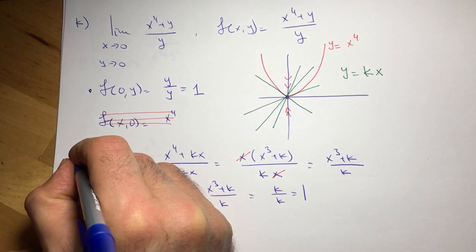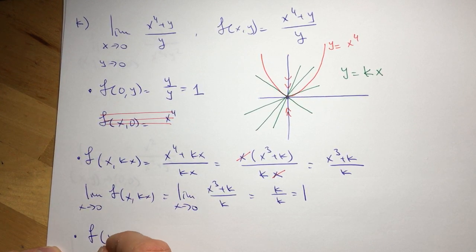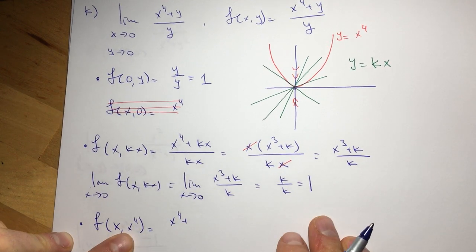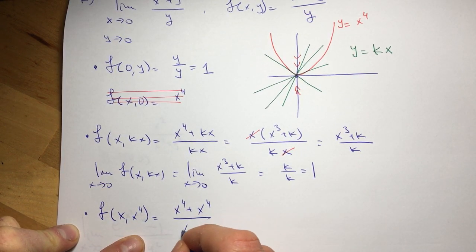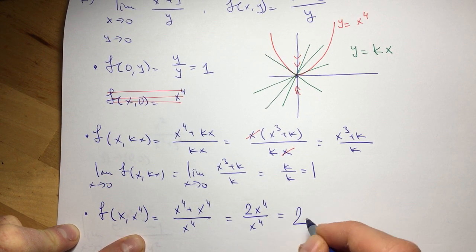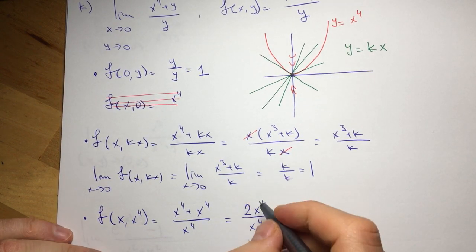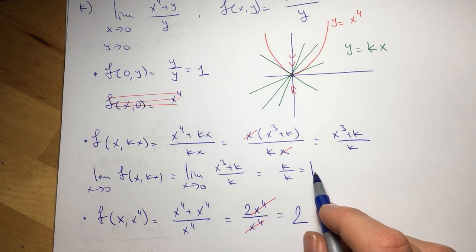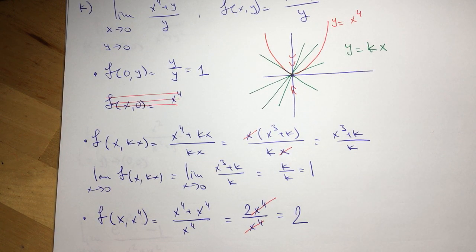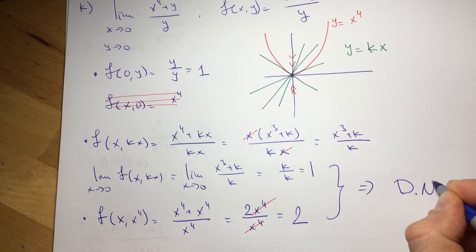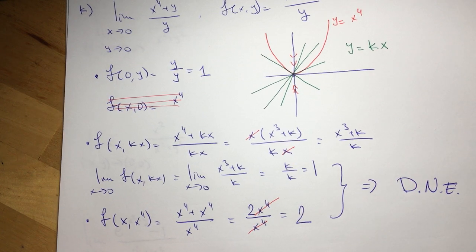Then, so this is one try, second try. Now the third try, f of x to the power of 4, that's x to the power of 4 plus, instead of y, I have x to the power of 4 over x to the power of 4. That's 2 times x to the power of 4 over x to the power of 4, and that's simply 2. So I have found a path along which, when I approach 0, I get a different limit than some other path that I used before. So from here, it implies that this limit does not exist.